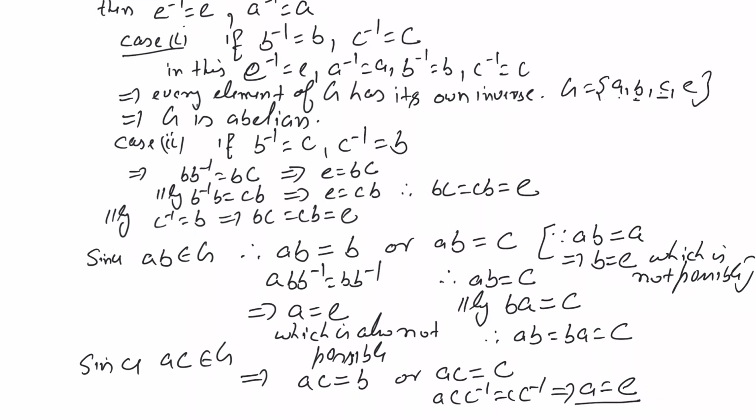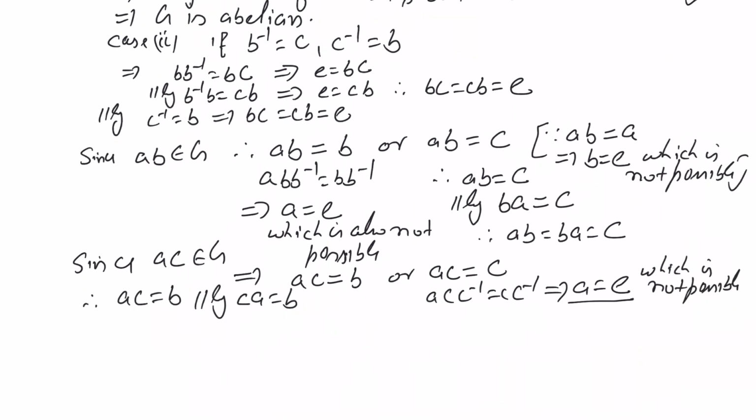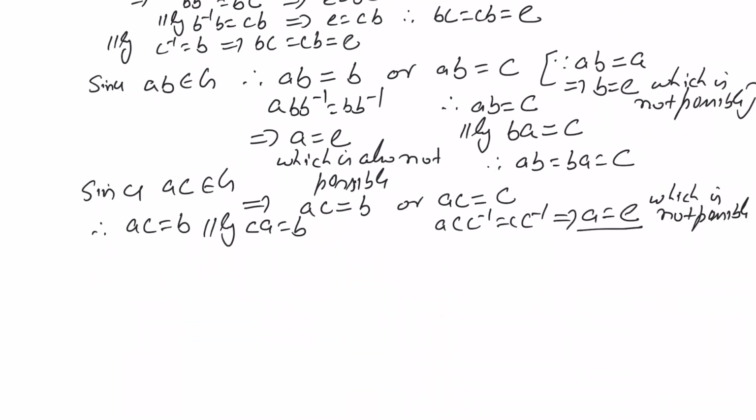So you can write here, which is not possible. Okay, therefore AC is equal to B. Similarly, we can show that CA is equal to B. This implies that AC is equal to B is equal to CA. Okay, so that thing we have determined.